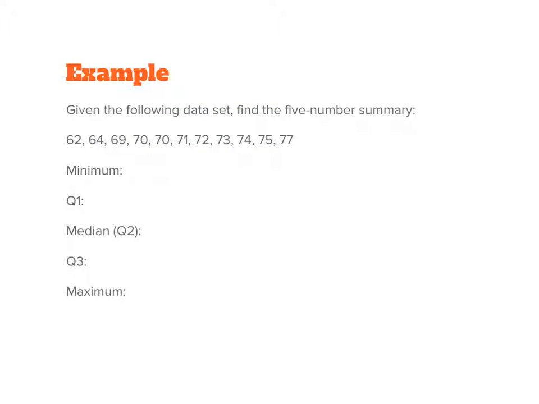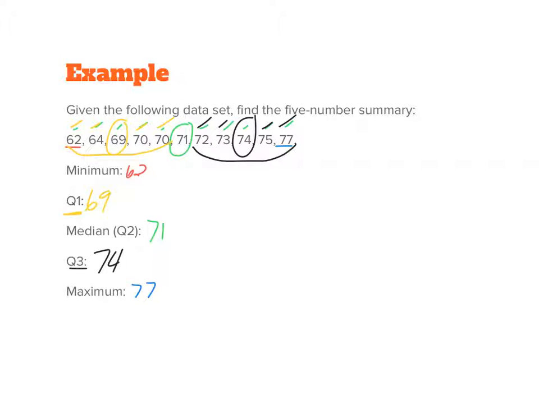Go ahead and pause the video and do this last one on your own, and then hit play and see how you did. As you're going through here, you should have found that your minimum is 62, your quartile 1 is 69, your quartile 2 is 71, your quartile 3 is 74, and your maximum is 77.